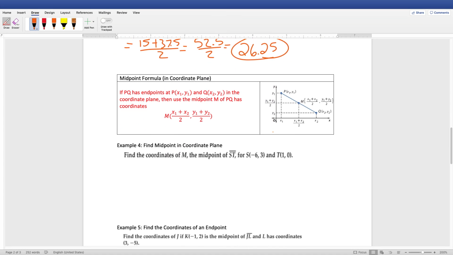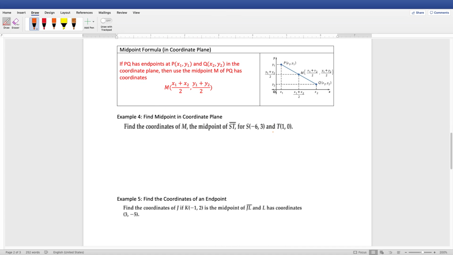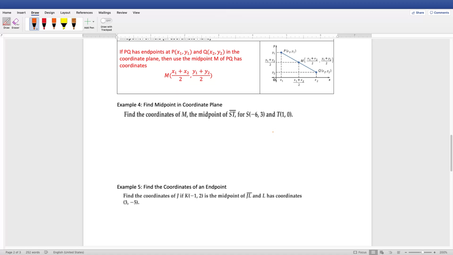Now we want to find the midpoint formula in the coordinate plane. So if we have line segment PQ, and it has endpoints at P, which we are calling x sub 1, y sub 1, and Q, which we are calling x sub 2, y sub 2, in the coordinate plane, then we can use the midpoint M of PQ as the following formula. M is going to be x sub 1 plus x sub 2 over 2, y sub 1 plus y sub 2 over 2.